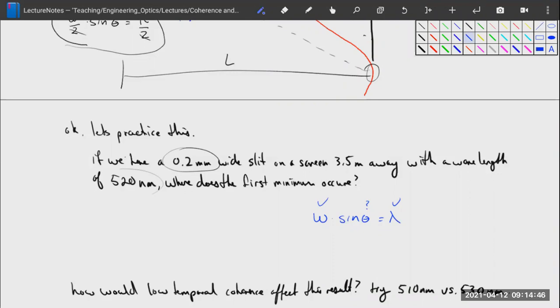And so if we plug everything in, let's do everything in millimeters here. So 0.2 millimeters times sine of theta is equal to our wavelength, which in terms of millimeters is 0.00052 millimeters. So if we solve for theta, we get theta is equal to 0.148 degrees. So this pattern is actually quite small, right? So it can be kind of hard to see.